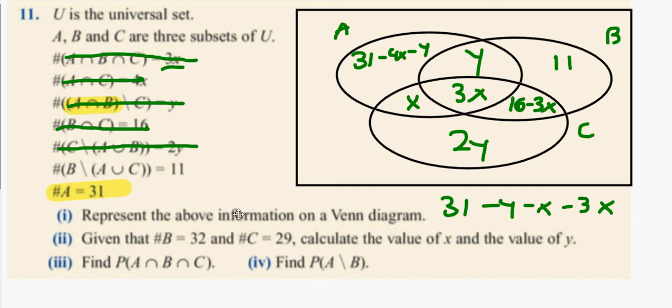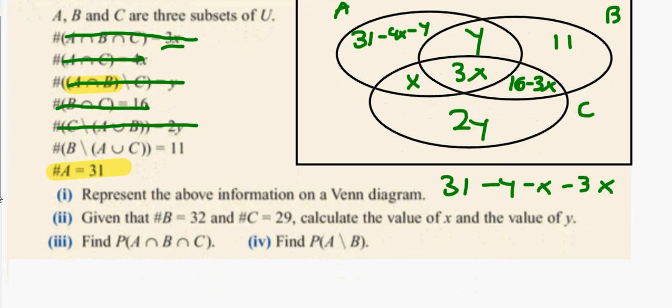No. Alright, let's try this out then. Given that B is 32 and C is 29, so what does that mean? B is 32. Let's start off with that information. B is 32. What can we do with all this?